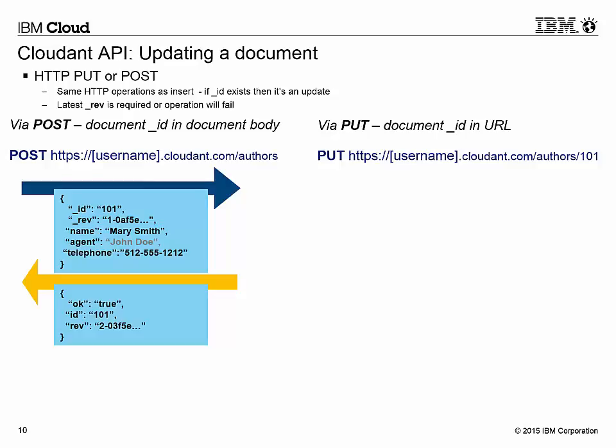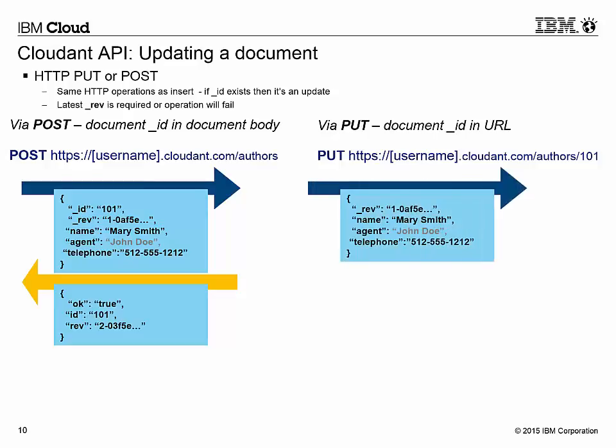Doing the same thing via put, again the only difference here is that the ID is in the URL instead of being in the document. And as you can see here, I have the document to be updated. I have the ref field. I don't need the ID field because that's in the URL. And similarly, I get a response back with a new revision number indicating that the document has been updated again.